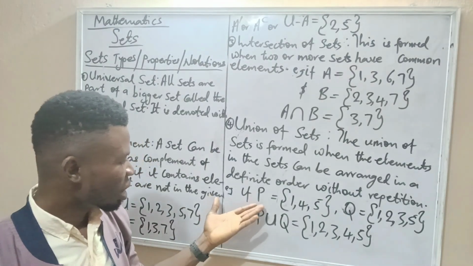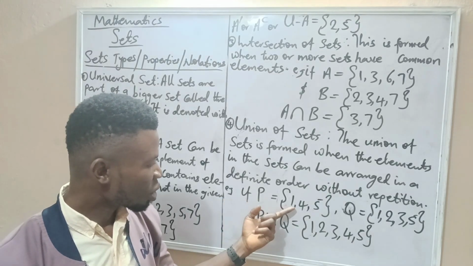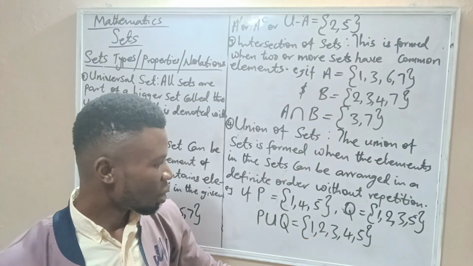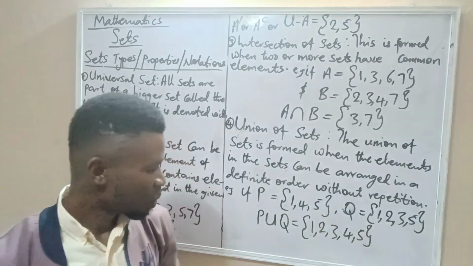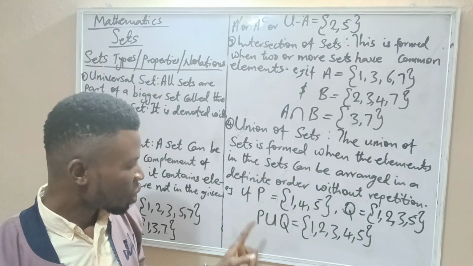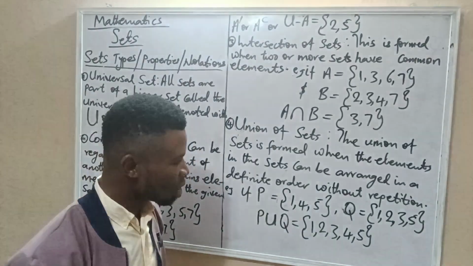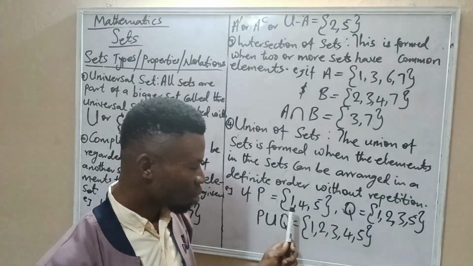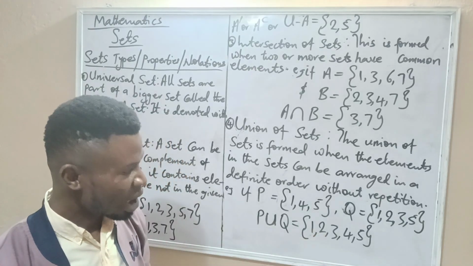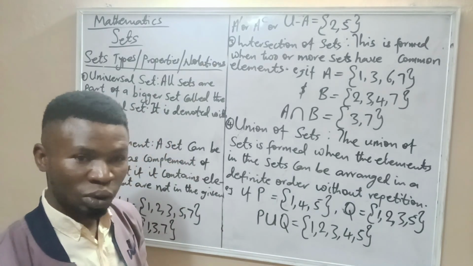For instance, if set P equals 1, 4, 5, and then set Q equals 1, 2, 3, 5. Now, P union Q is equal to 1, 2, 3, 4, 5. Now, notice something. Remember, we're not talking about complement. We are talking of union. That means joining the sets, the elements that are in two different sets together.